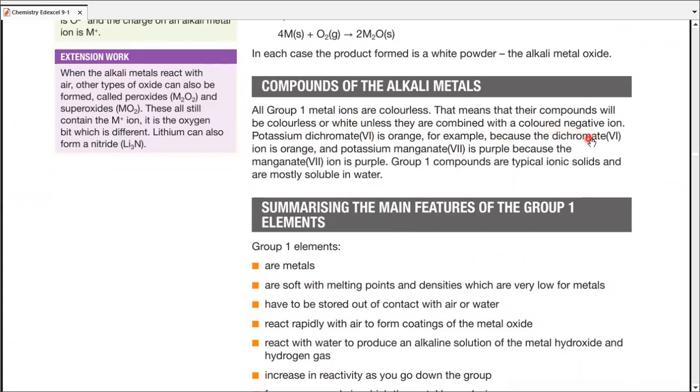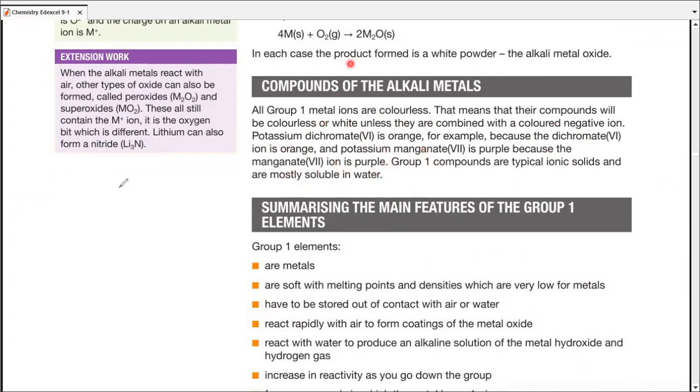Unless they're combined with a colored negative ion. Potassium dichromate is orange because of the negative ion. Dichromate is orange. Potassium manganate is purple because the manganate ion is purple. It's not because of the potassium.